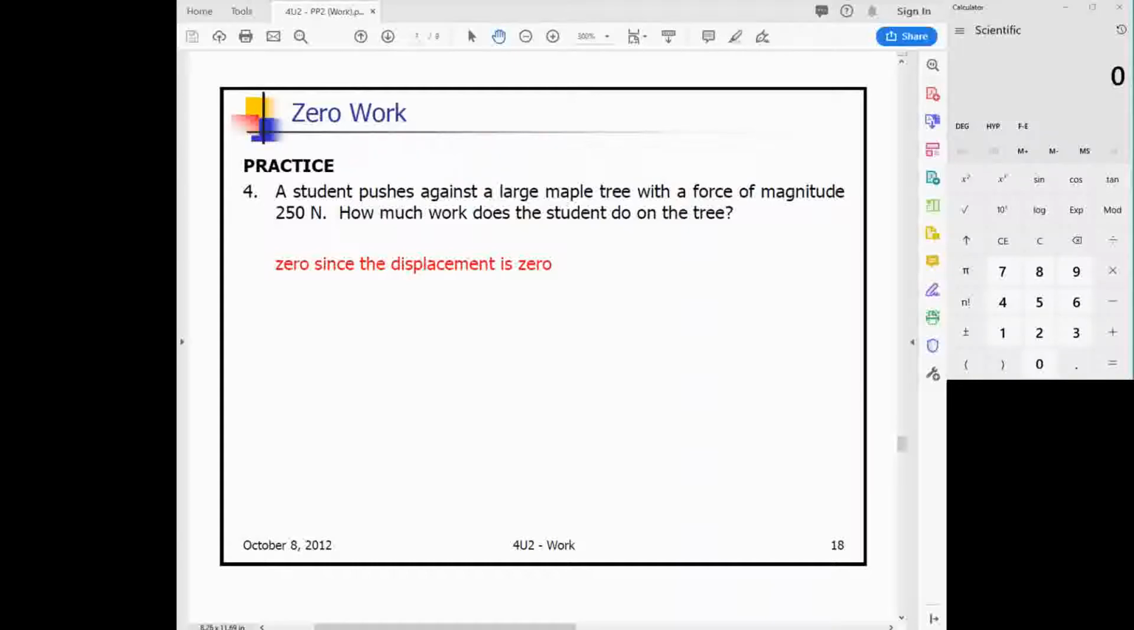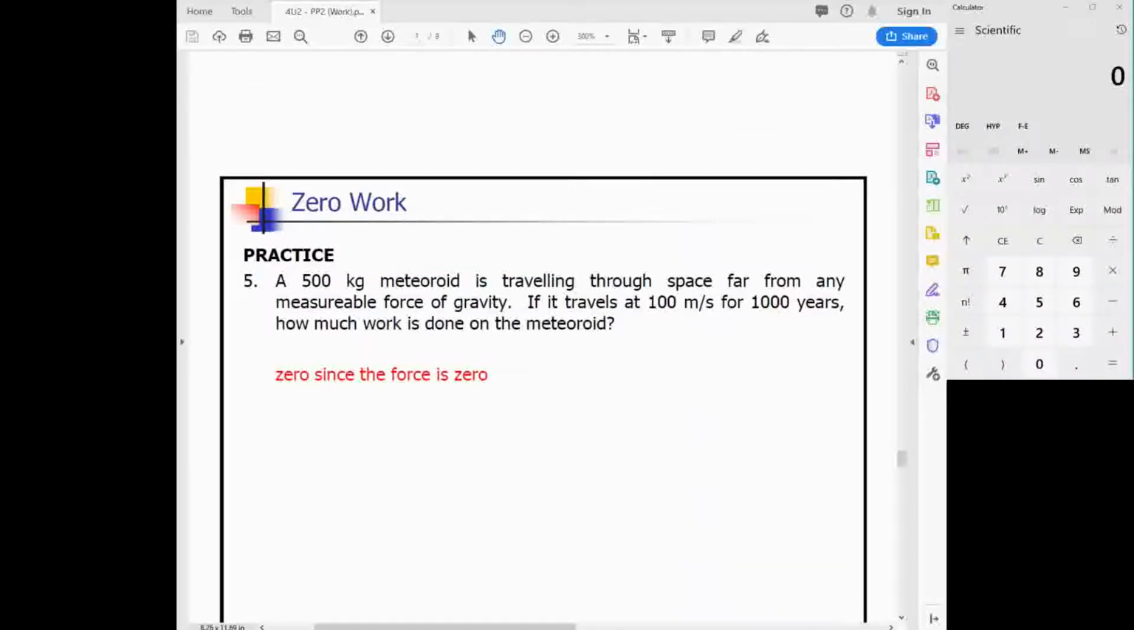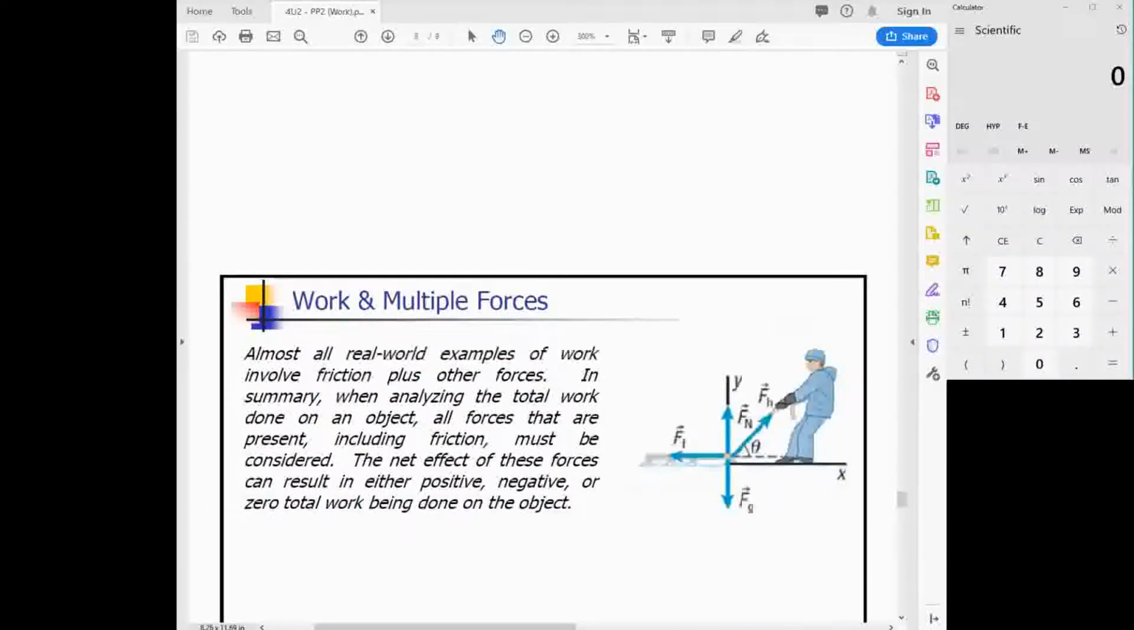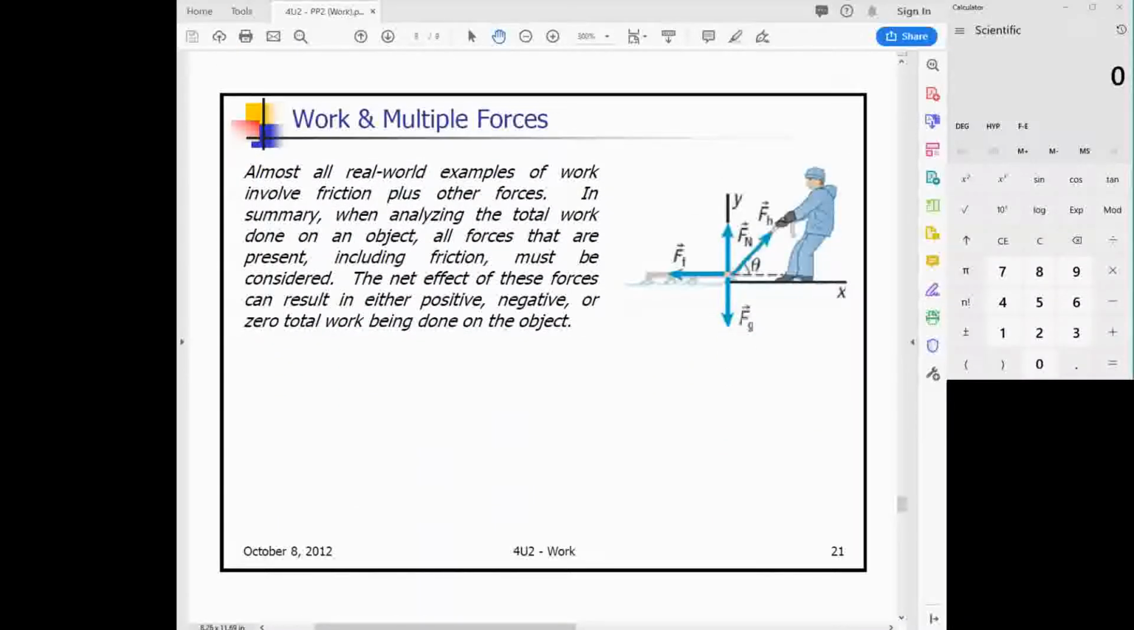Here's another situation. We have a student pushing against a tree. The tree doesn't move, so the displacement will be zero. There's a few other examples like this. I won't go through them all. Just read those on your own. Now, I will go through this last problem with you, and this will end the lecture.